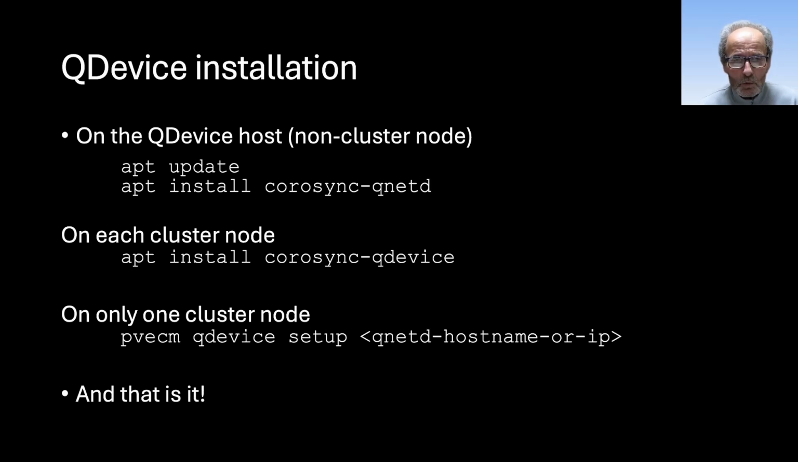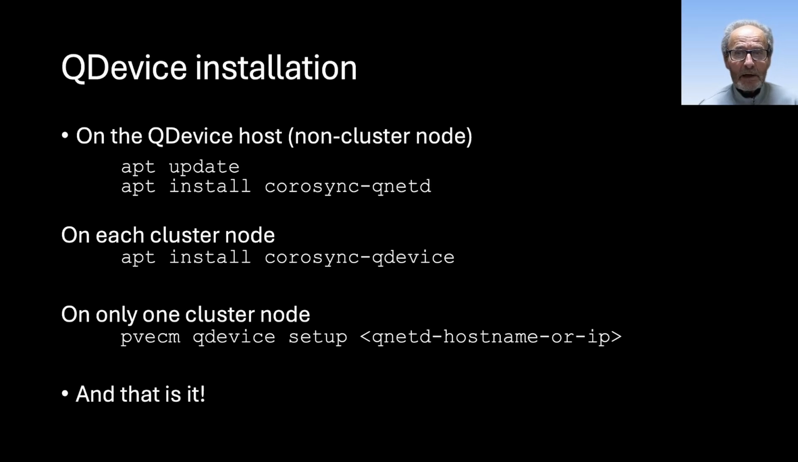And then we come back to the cluster. On each node on the cluster, we install corosync-qdevice. Once we've done that, on one node and one node only, we run pvecm, which is the Proxmox Virtual Environment Cluster Manager command, with an argument of qdevice setup, and then the IP address or host name of our remote server. So it's pretty easy, assuming nothing goes wrong, and it usually doesn't. It's a pretty easy process.